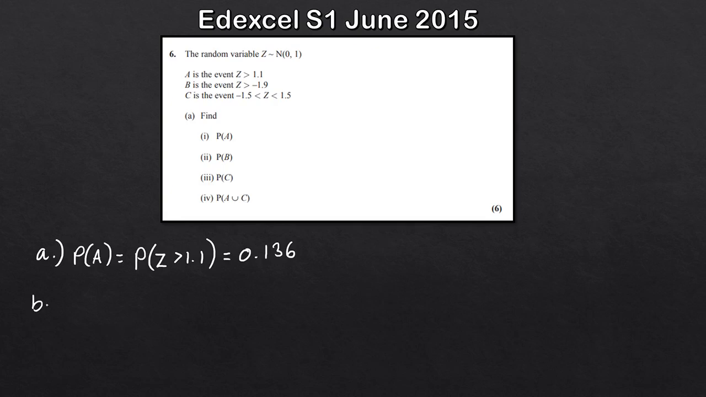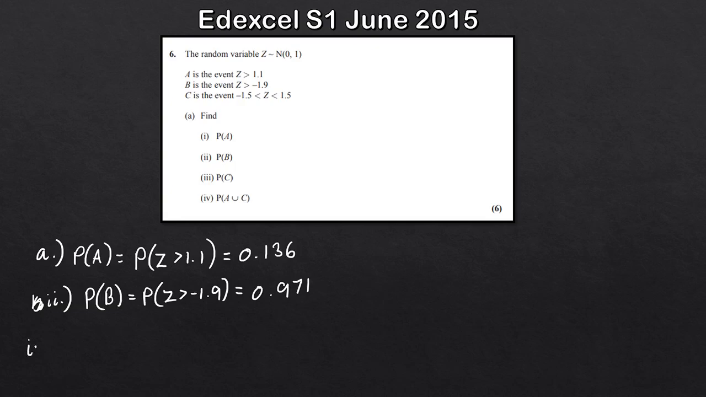Part B, or part 2 should I call it, again, just looking at the probability of B, that's the probability that Z is greater than minus 1.9. Same idea here, we need to put that into the lower. And then all we do is just press enter. We've got the standard deviation, we've got the mean already inputted. All we need to do is press enter, and if you do this correctly, what you should get is 0.971 there. Okay, so that's part 2.